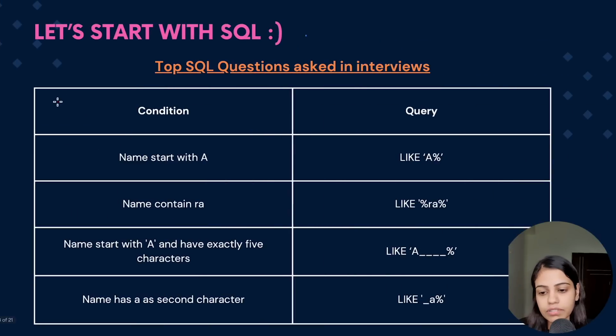Now let's see some scenarios where we can use the LIKE operator. Consider that I want to find the name which starts with A. So I'll give LIKE 'A' followed by percentage, which means that after A there could be any set of characters, can have any values.